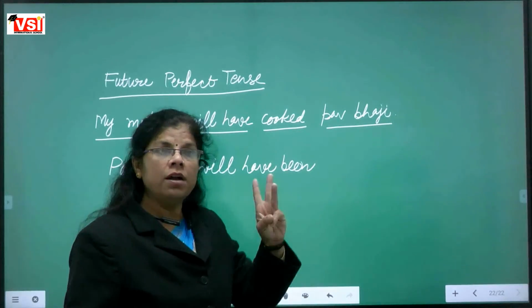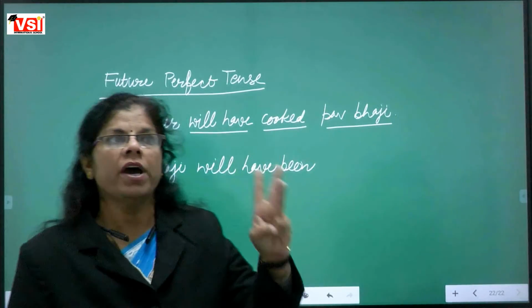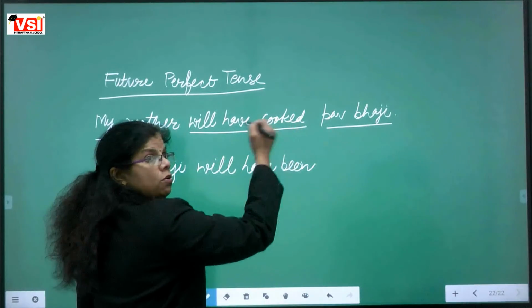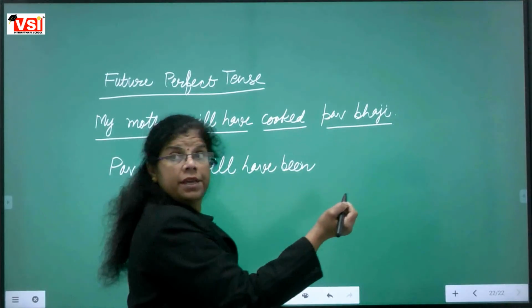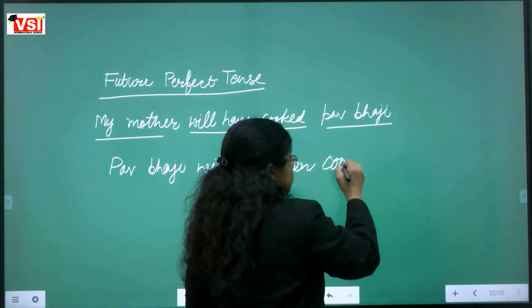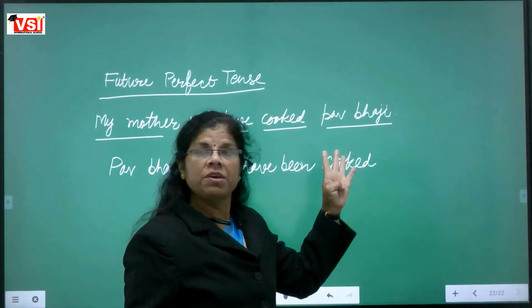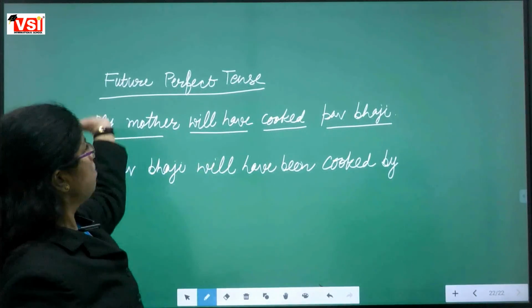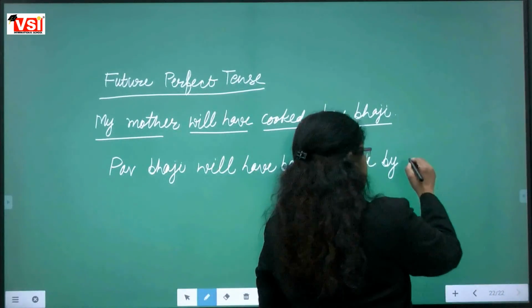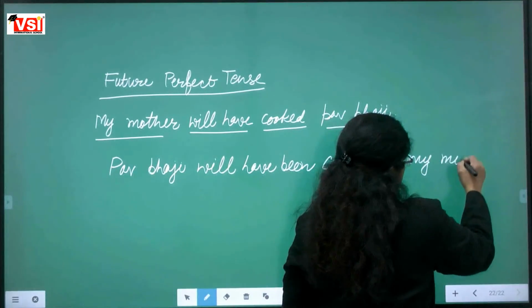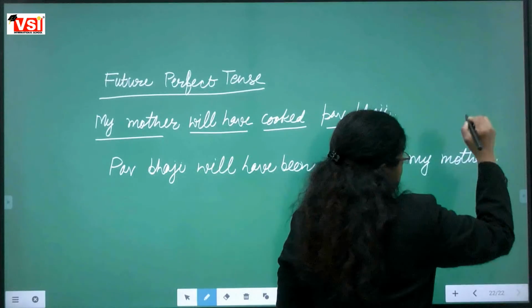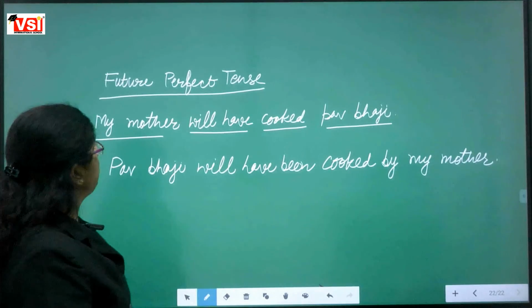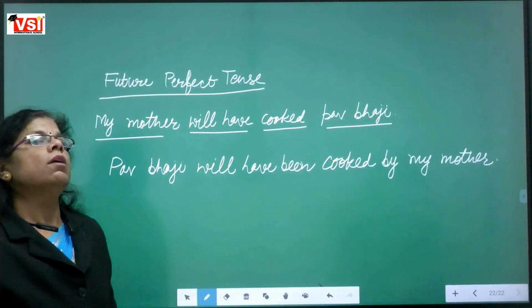Now third rule. Verb's third form we have to use. Cooked is already the third form. So we will use cooked only. Fourth basic rule, by preposition. And my mother will be changed into object, but it will remain the same. By my mother. This is how a future perfect sentence is changed into a passive sentence.